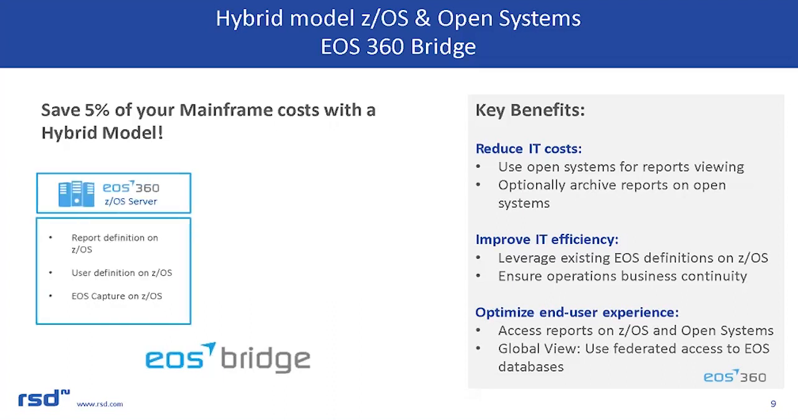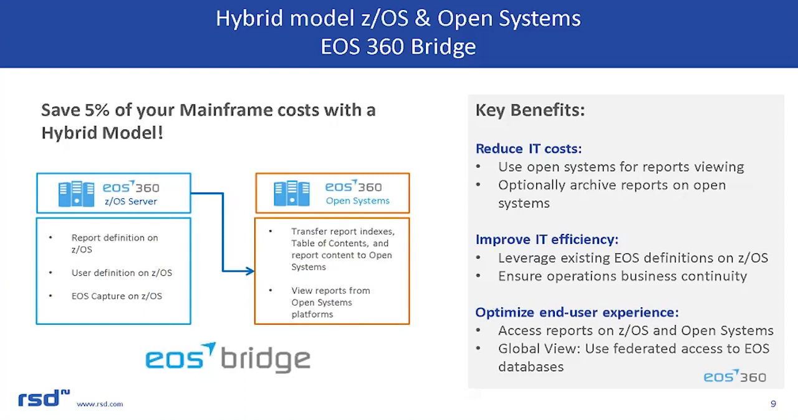Initially, the core processing in this hybrid model is done on a z/OS system using the EOS 360 for z/OS server software shown here. The report definitions, user definitions, and report capture are all run on the z/OS system. EOS Bridge provides connectivity between the EOS 360 z/OS server and the EOS 360 open system. This connectivity is architected by using Unix System Services in z/OS as a transfer mechanism.